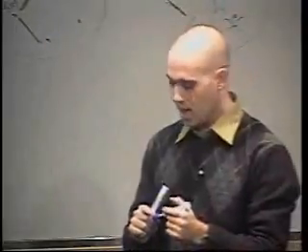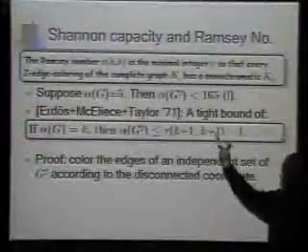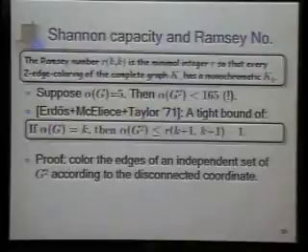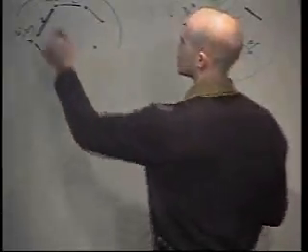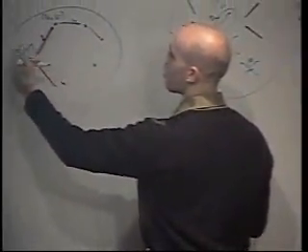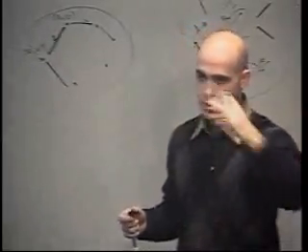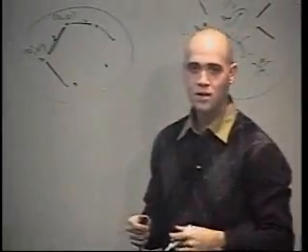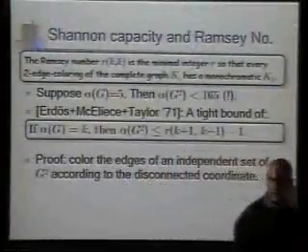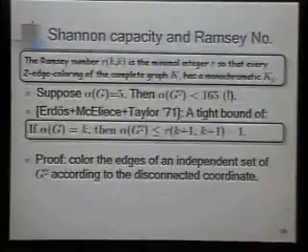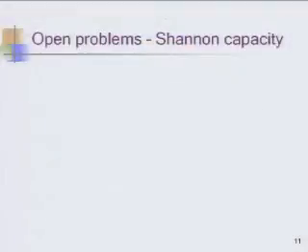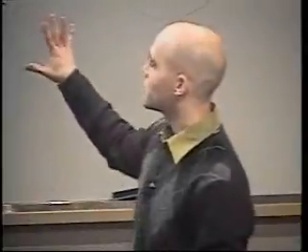And now, assuming that S is of size at least R(k+1, k+1), it means that we must have a monochromatic K_k. So we have these vertices which are all disconnected in the first coordinate because they were all connected by black edges, which contradicts the fact that alpha of G is k. So that's an easy relation. And having seen that, I'll give some open problems which summarize this part of the talk.